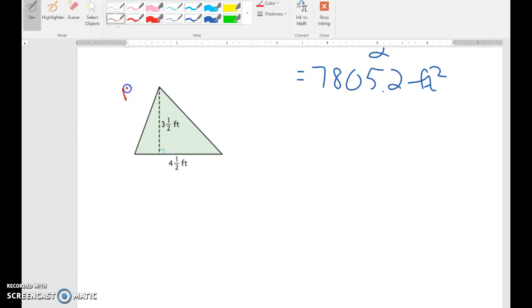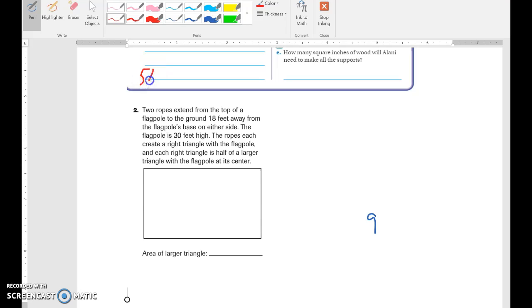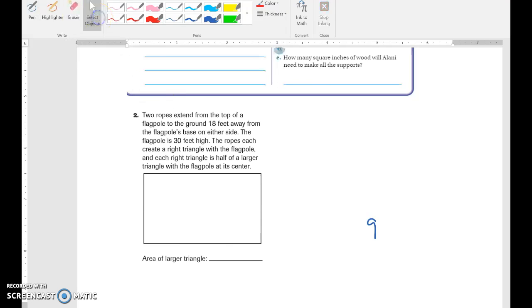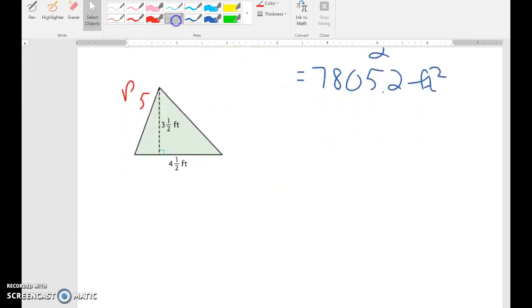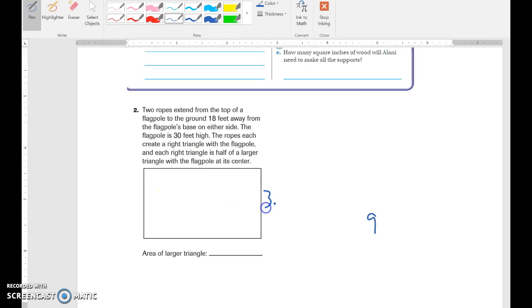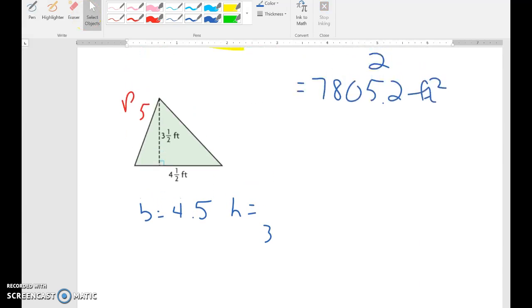Okay, so for the next problem, this is on page 545, and it's one of the example problems. I want to show you this 2 ways. I want to show it to you with decimals, and I want to show it to you with fractions, okay? We're going to do it in 2 different colors, page 545. Okay, so let's start with decimals. Well, the base is 4.5, and the height is 3.5. Do we see that? The height is 3.5 feet.